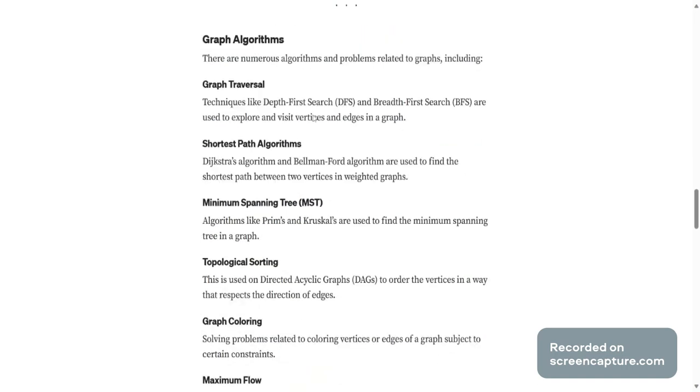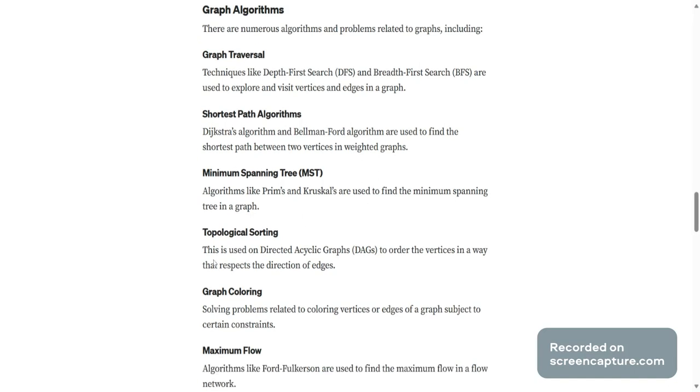Graph algorithms. There are numerous algorithms and problems related to graphs, including graph traversal. Techniques like depth first search and breadth first search are used to explore and visit vertices and edges in a graph. Shortest path algorithms. Dijkstra's algorithm and Bellman-Ford algorithm are used to find the shortest path between two vertices in a weighted graph. Minimum spanning tree (MST) algorithms like Prim's and Kruskal's are used to find the minimum spanning tree in a graph. Topological sorting. This is used on directed acyclic graphs to order the vertices in a way that represents the direction of edges.